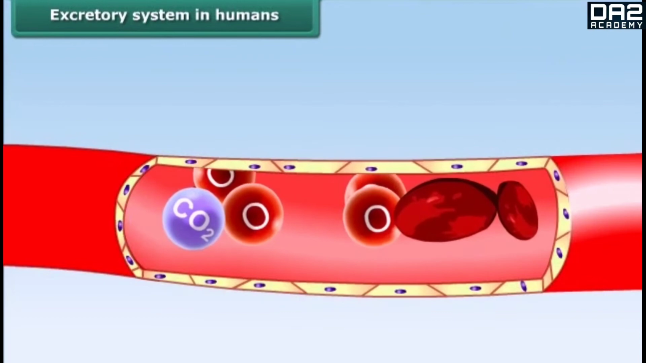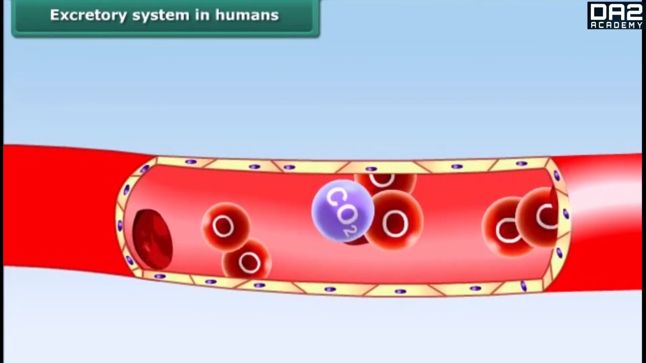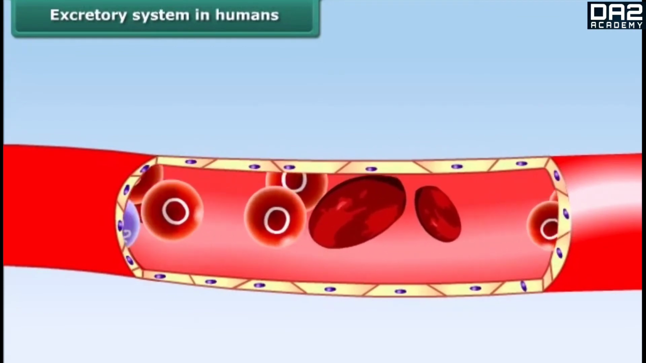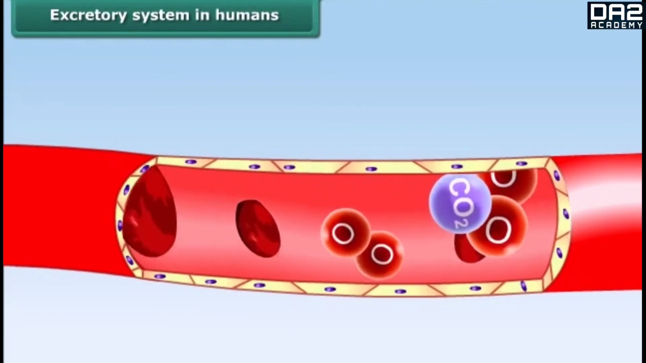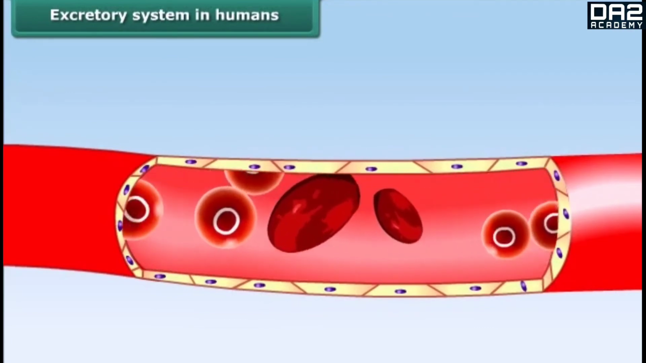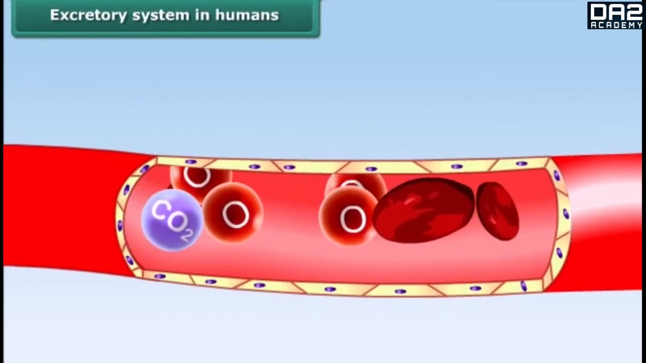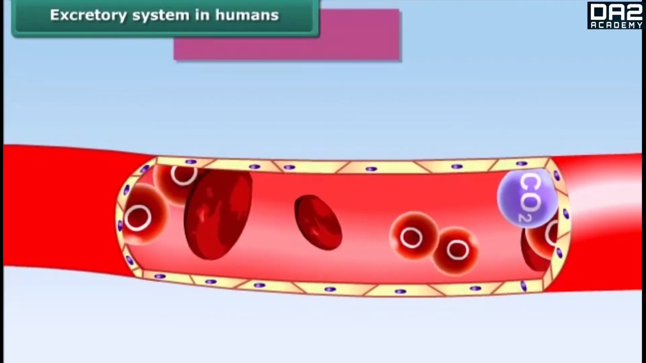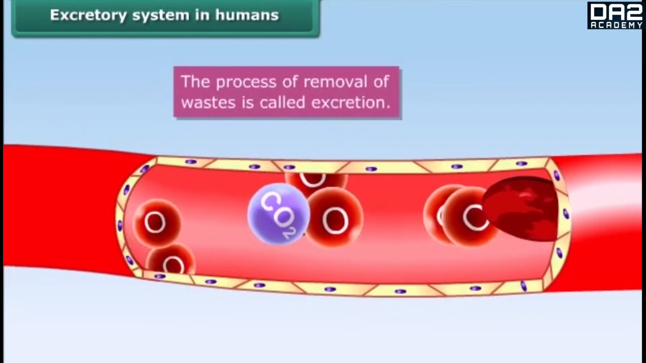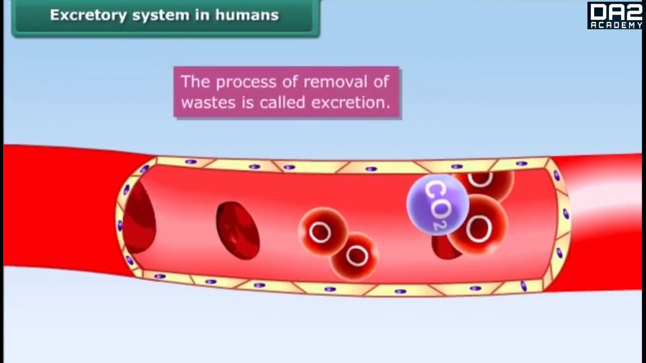You just learned that blood collects waste from different parts of the body. These wastes are carbon dioxide, water, salt, urea and uric acid. They are the result of the metabolic activities of the body. Since they are toxic, they must be removed from the body. The process of removal of wastes resulting from metabolism is called excretion.